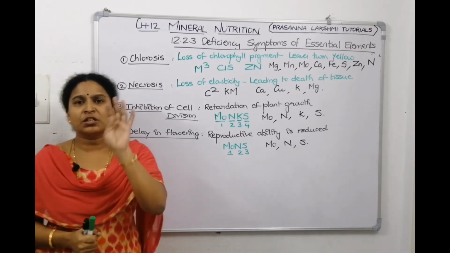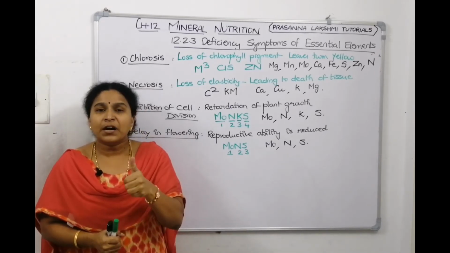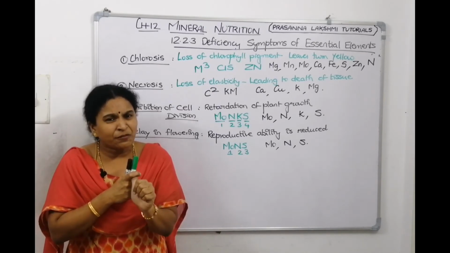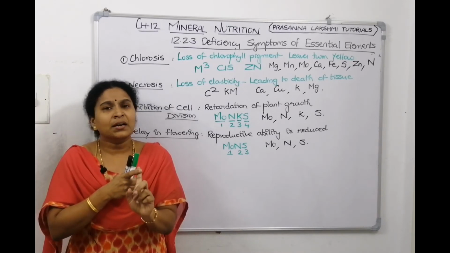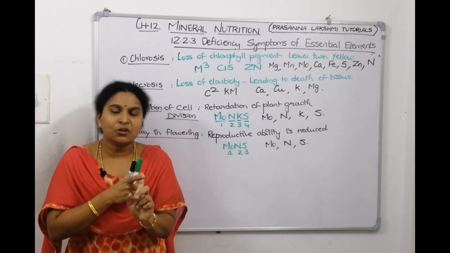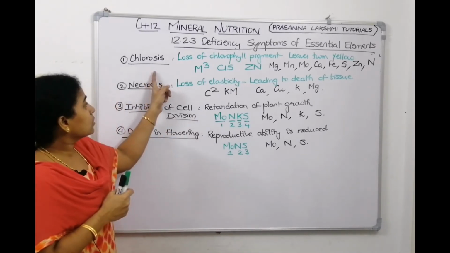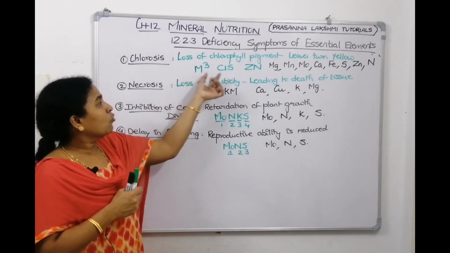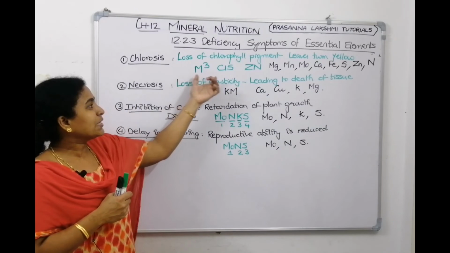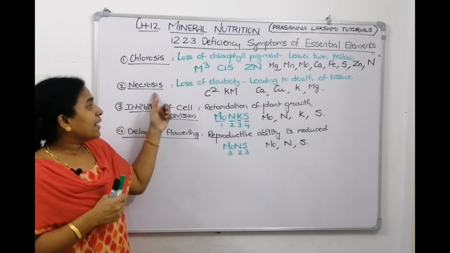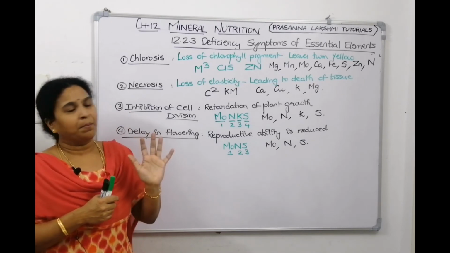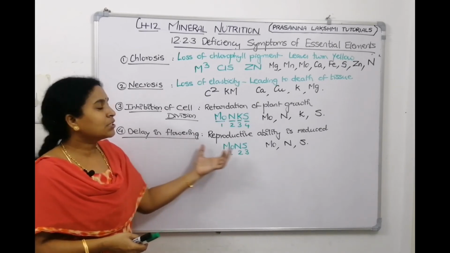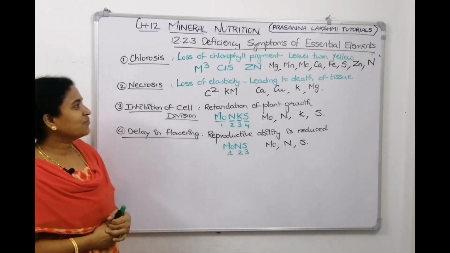Now, there are 4 deficiency symptoms only that they gave in NCERT. The first, loss of chlorophyll pigment, is called chlorosis. Second, death of the tissue, is called necrosis. Third, delay in flowering, and fourth, inhibition of cell division. For chlorosis, 8 elements' deficiency will cause it, and we made a code: M cube, C I S, Zn. For necrosis, 4 elements, C square K M. For inhibition of cell division, our code is MONKS. For delay in flowering, our code is MONS. That's it. Take a screenshot. We will continue.